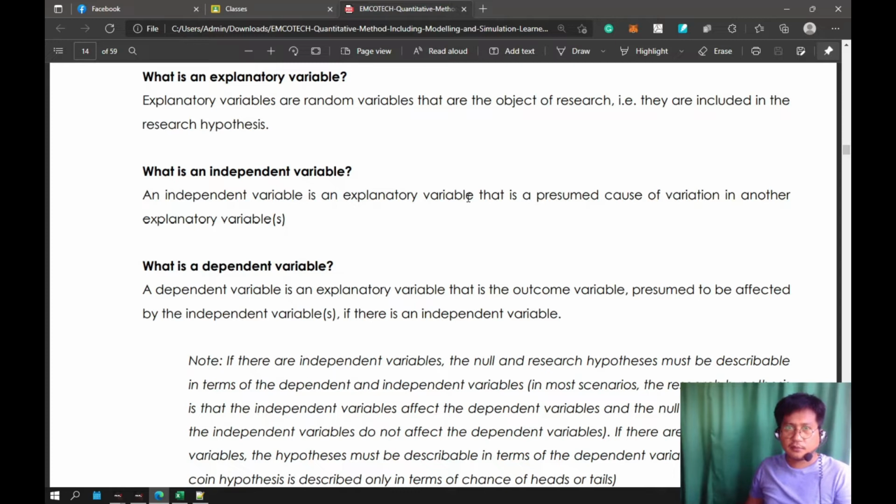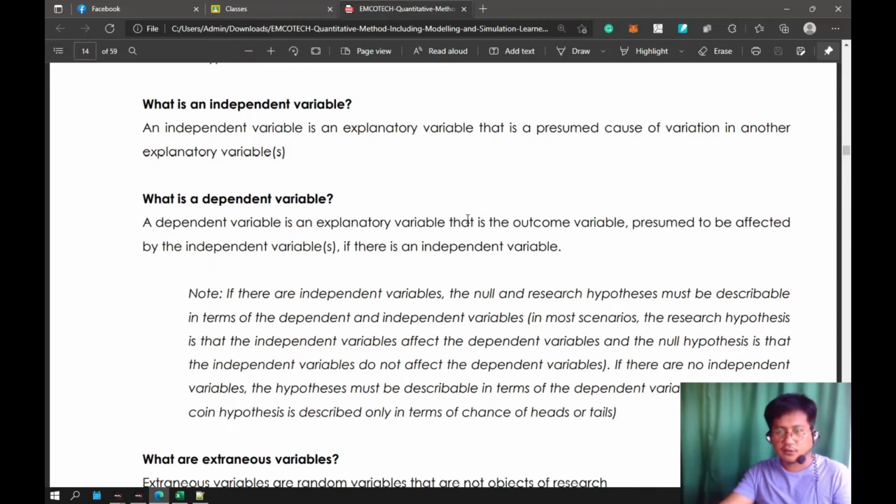So for example, if there are independent variables, the null and the research hypothesis must be describable in terms of the dependent and independent variables. In most scenarios, the research hypothesis is that the independent variables affect the dependent variables, and the null hypothesis is that the independent variables do not affect the dependent variables.